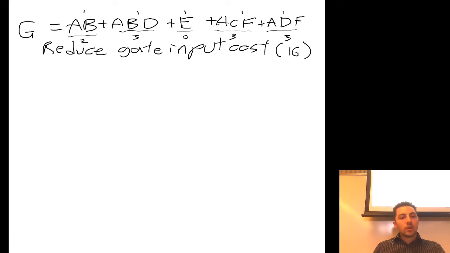All right. So the first thing we can do to reduce our gate input cost is factor things. We want to remove duplicates across multiple terms. Oh, I didn't write this all the way down. That should be C. So that's actually 3, which means this is 17. That's ABC, ABD, E, ACF, ADF.